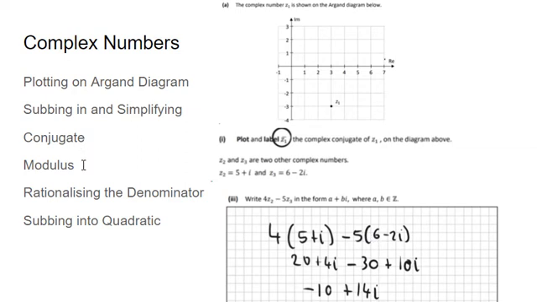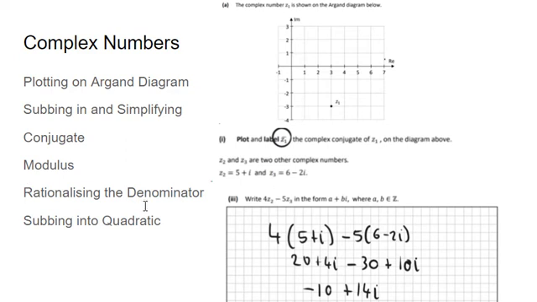Conjugate and modulus are actually quite easy, it's just they're hard to remember. Part 1 there, plot and label Z1 with the little line above it. So the little line above it means conjugate. You have to know that, and all that conjugate means really is that you change the sign in the middle. So Z1 here was 3 minus 3i. So the conjugate of it is 3 plus 3i. And that's all conjugate is. The modulus, that's where you do the square root of, and then you square the two numbers inside and add them together.